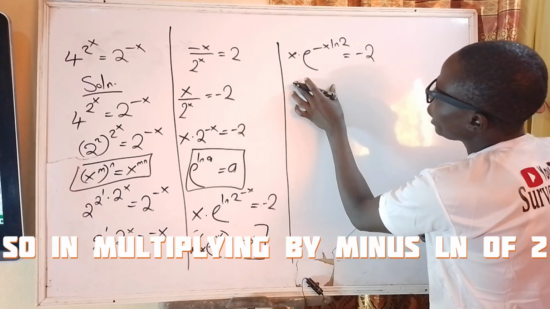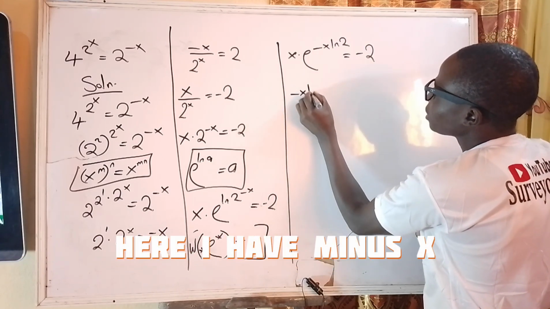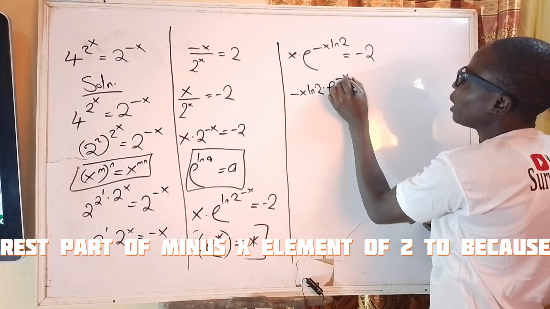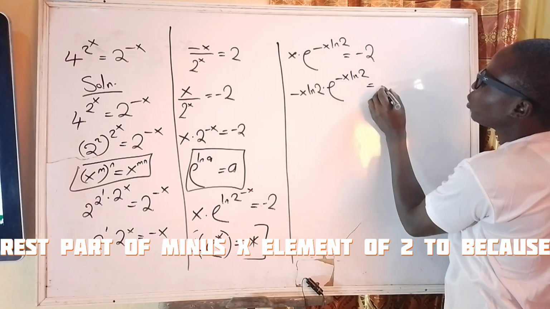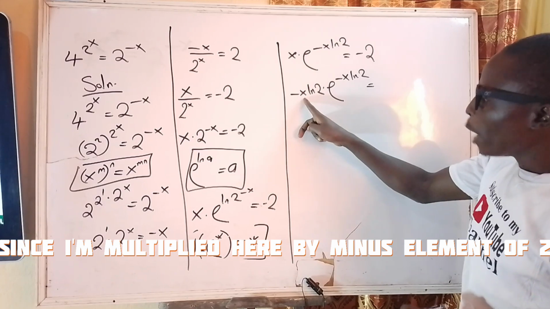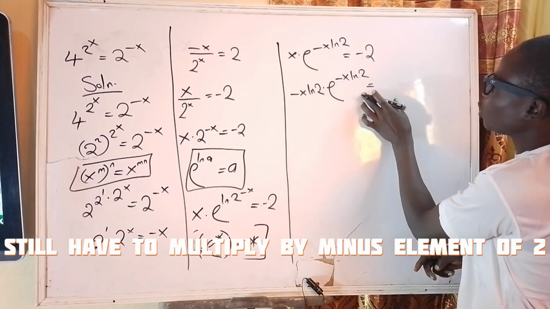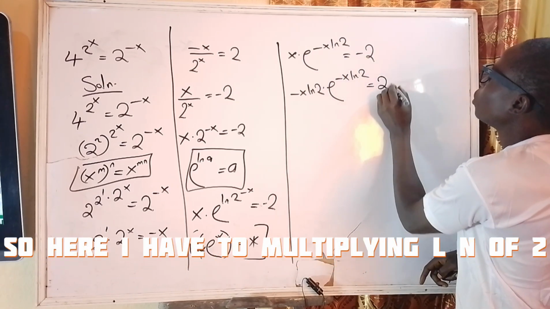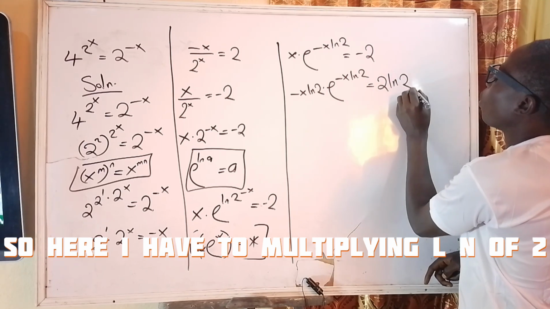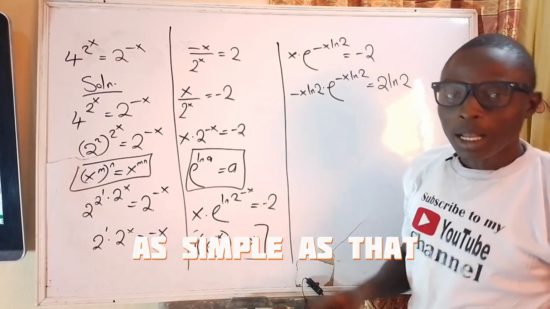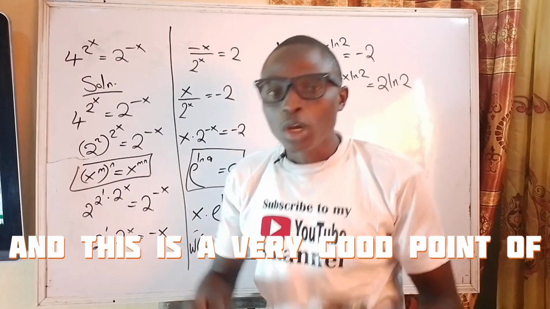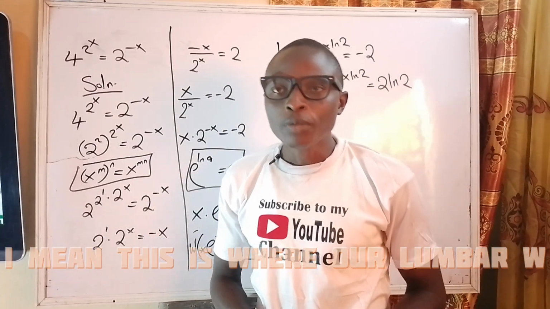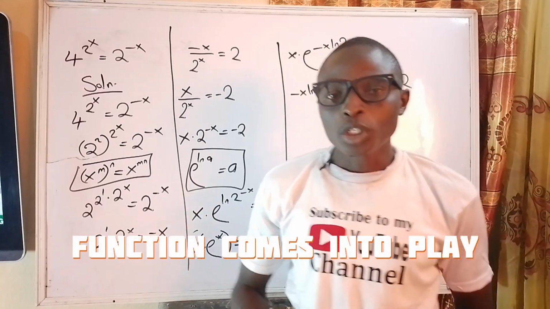So in multiplying by minus ln of 2, here I have minus x ln of 2 multiplying e raised power of minus x ln of 2 to be equals, since I multiplied here by minus ln of 2, here I will still have to multiply by minus ln of 2, but the negative here will have to cancel. So here I'll have 2 multiplying ln of 2. As simple as that. And this is a very good point of bringing in our Lambert W function. I mean, this is where our Lambert W function comes into play.